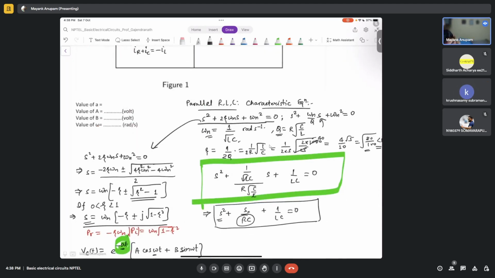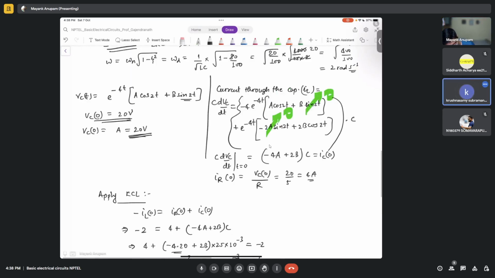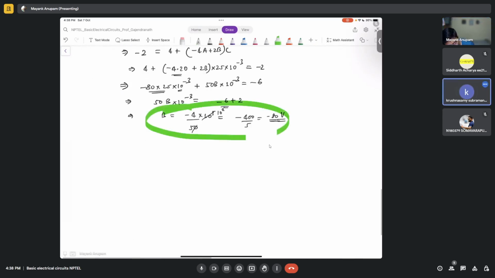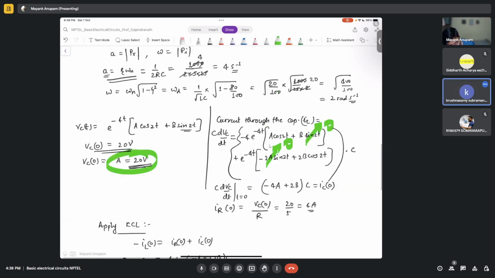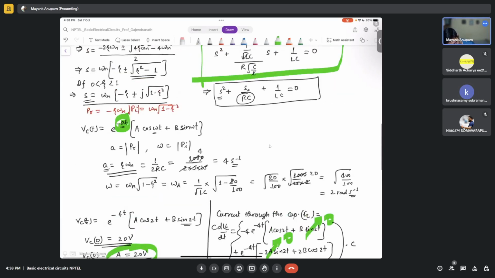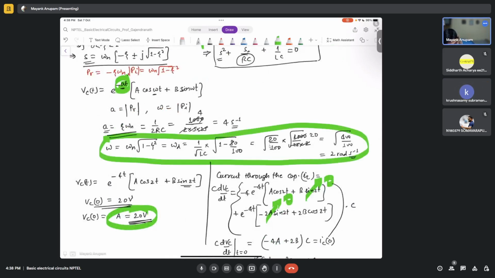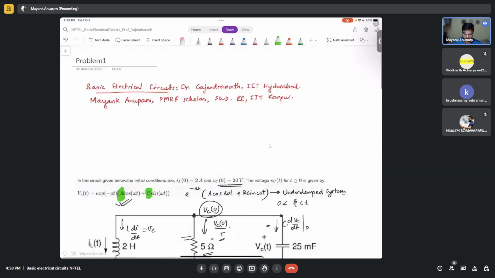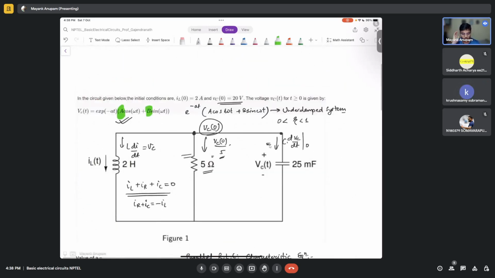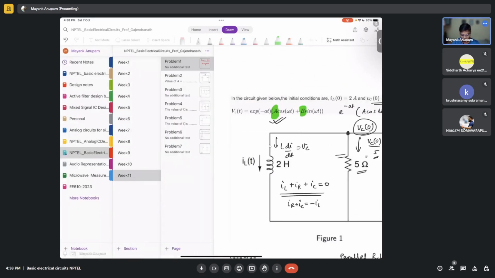So now that solves everything, right? We found out the value of A, the value of B, the value of omega. So this was just an example to show how you will approach these questions, right? So understood, right? Let's move on.